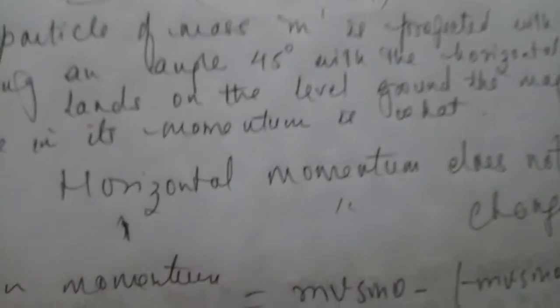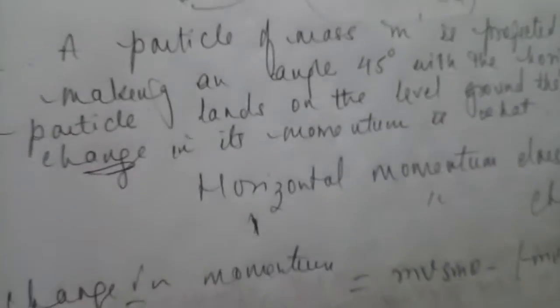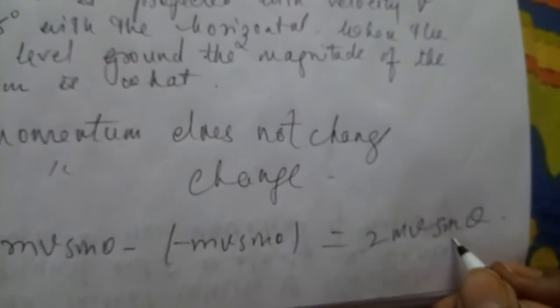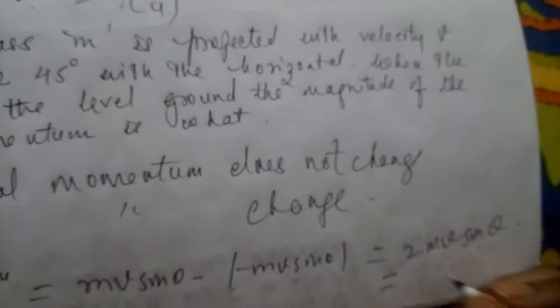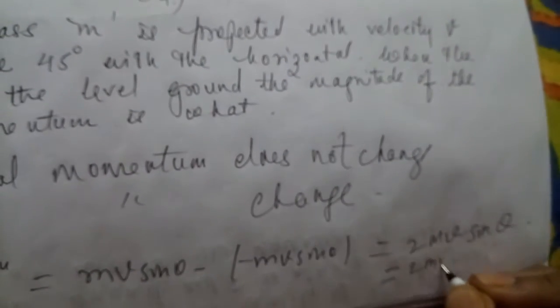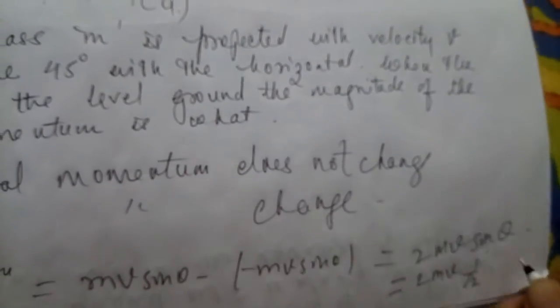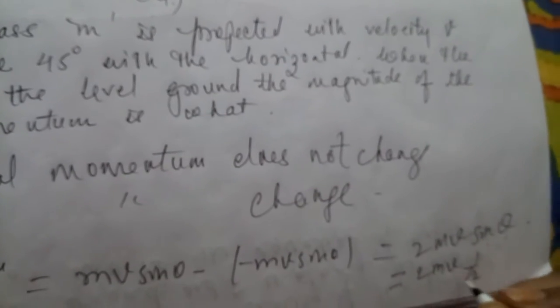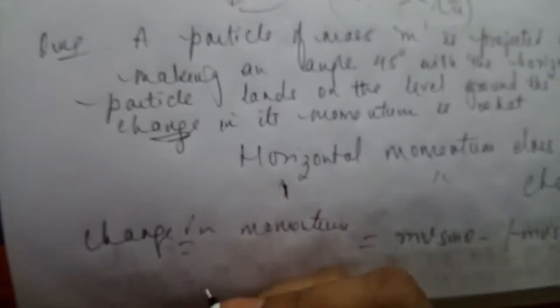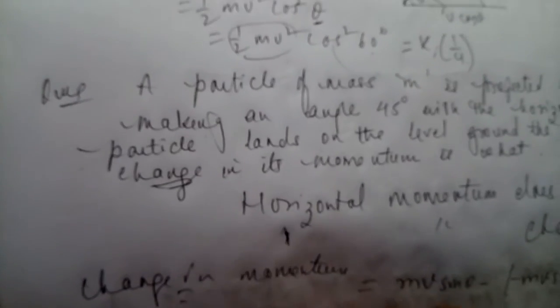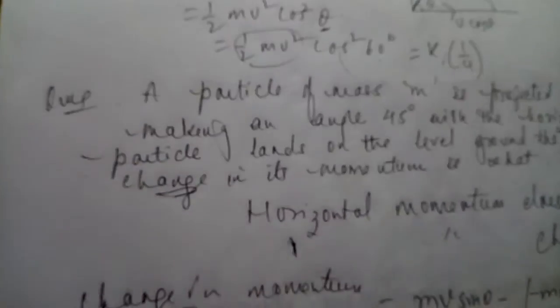Now the angle of projection is 45 degree, so substitute 45 degree in this case. So we are getting twice mv into sin 45 degrees, which is 1 by root 2. So finally we are getting the change in momentum as equals to root 2 mv.